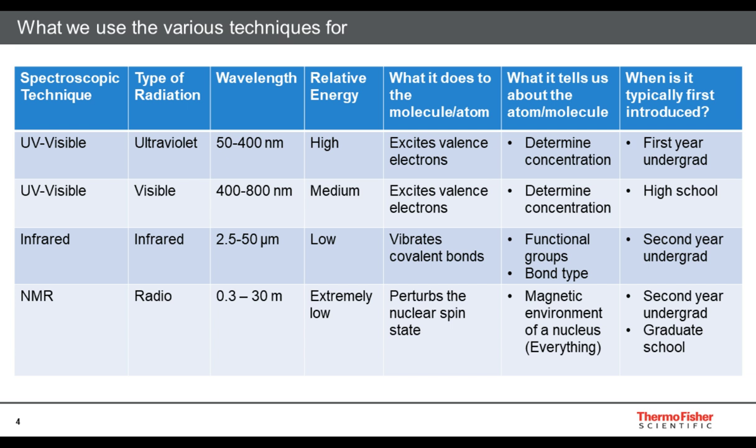So to summarize again the different techniques and how they're used, we've got UV-visible, and we'll split that into the ultraviolet portion and the visible portion. Ultraviolet is from 50 to 400 nanometers, although we typically work between 190 and 400 nanometers. In either case, we're working with fairly high energy radiation, which excites valence electrons and is typically used to determine concentration. There are some qualitative measurements that can be taken with these techniques, but typically we're simply measuring concentration, and we introduce visible and UV-visible in either the high school or first year undergrad courses.